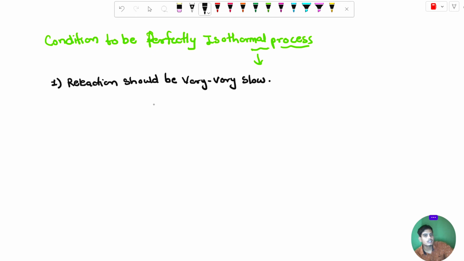Why should the reaction be very slow? In a slow process you can easily determine every step of the reaction, their energy, their change in volume, and their temperature. In a fast reaction you can't easily see the changes in between the process. But in a very slow process you can easily determine all the information of the reaction steps.